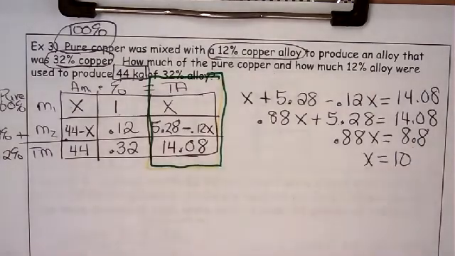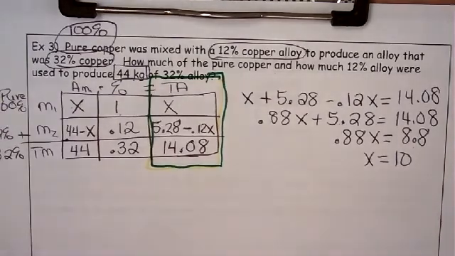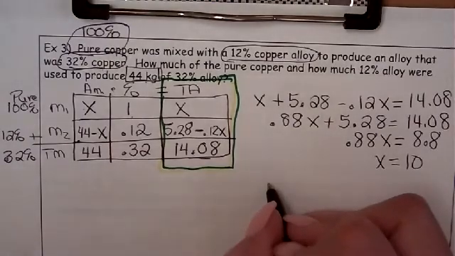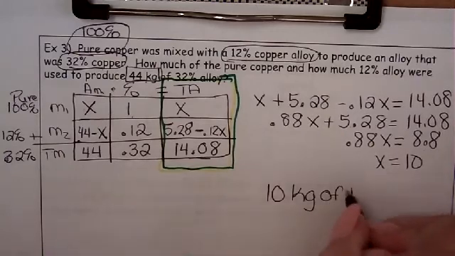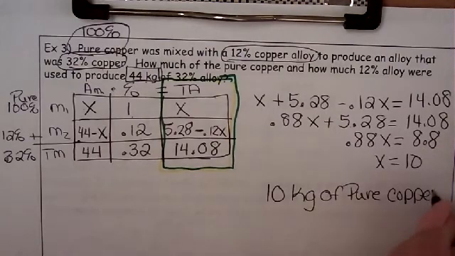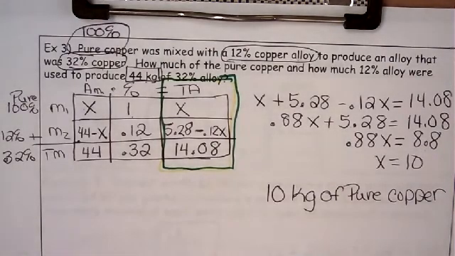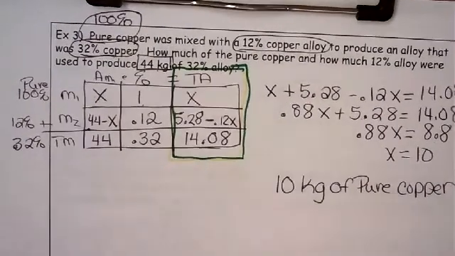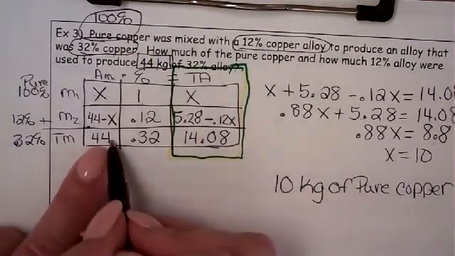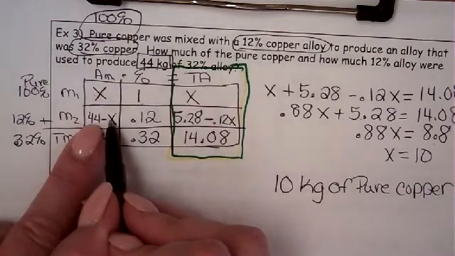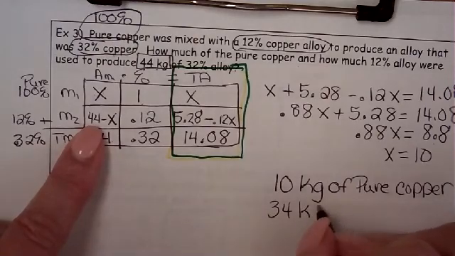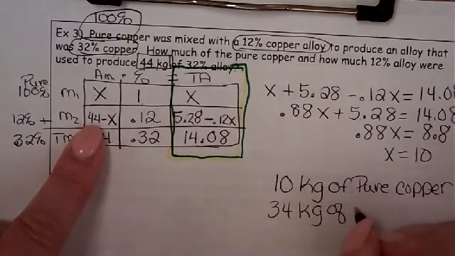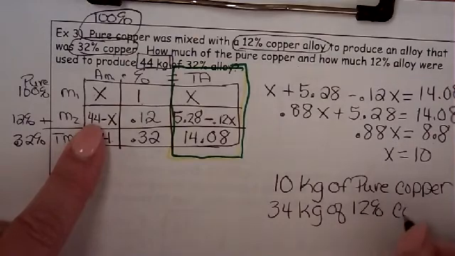So what is that telling me? That is telling me that I need 10 kilograms of pure copper. Well, if I need 10 kilograms of pure copper, how much of that 12% copper am I going to need? Well, that's going to be 44 minus 10, and we can all do that in our head. That's really easy. That's 34 kilograms of 12% copper.